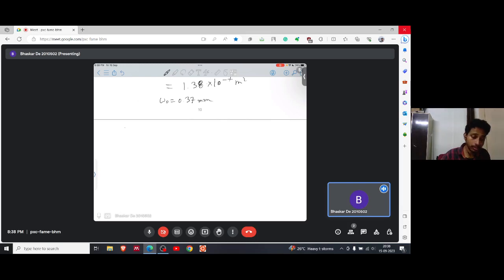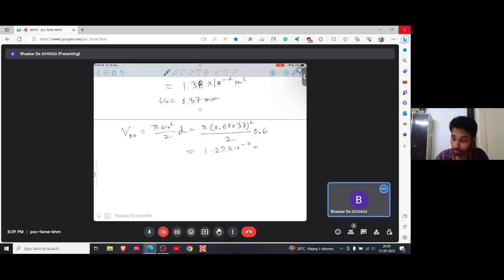Now we will calculate the volume of the TM00 mode, which will be denoted by V00, that is pi omega naught square by 2. So this is the area of the beam, and then multiplied by d, so that will be pi into omega naught square by 2 multiplied by d, so that will be pi into 0.00037 whole square by 2 into 0.6. So this will be 1.29 into 10 to the minus 7 meter cube.